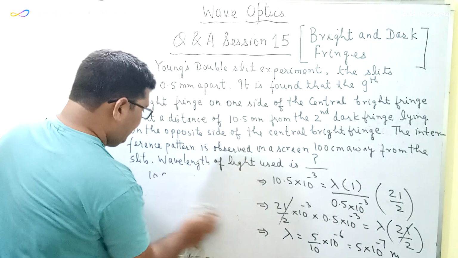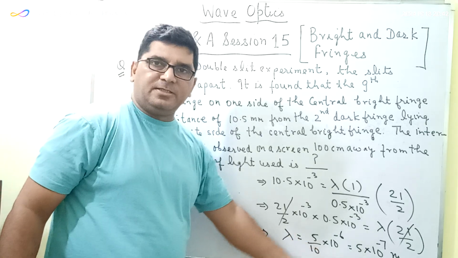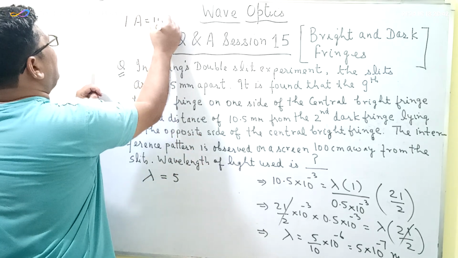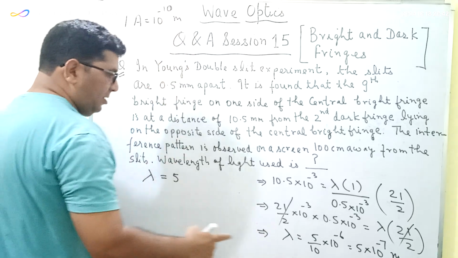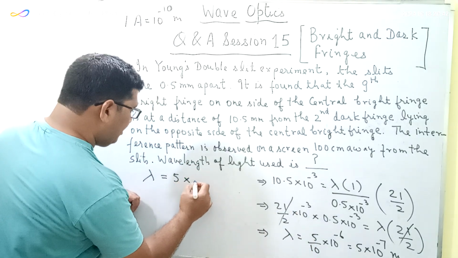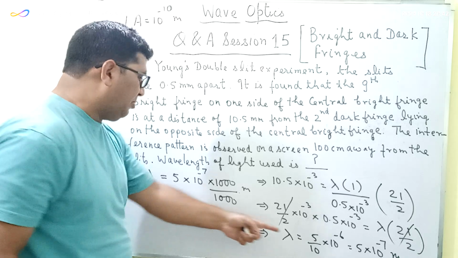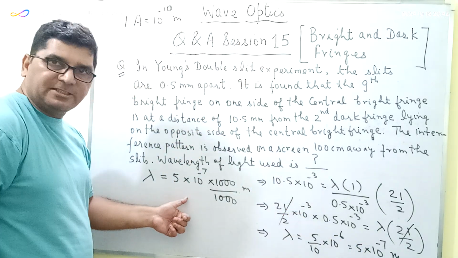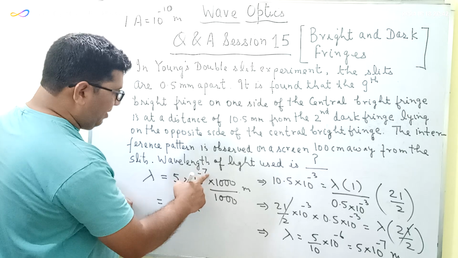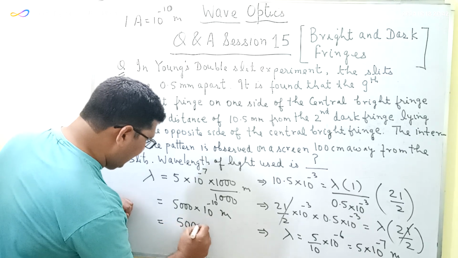Now this wavelength of the light can also be written in terms of angstrom. We know that 1 angstrom is equal to 10 to the power minus 10 meters. So I will be converting this value: this wavelength, that is 5 into 10 to the power minus 7 meter, can also be written as 5 into 1000, which is equal to 5000 into 10 to the power minus 10 meters. Or this is equal to 5000 angstrom.